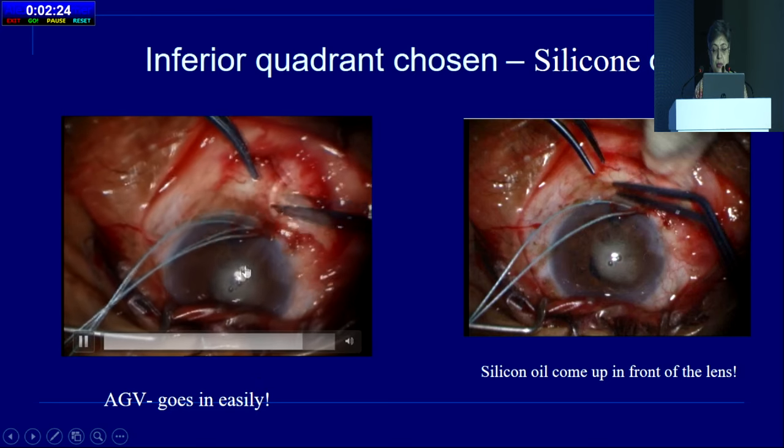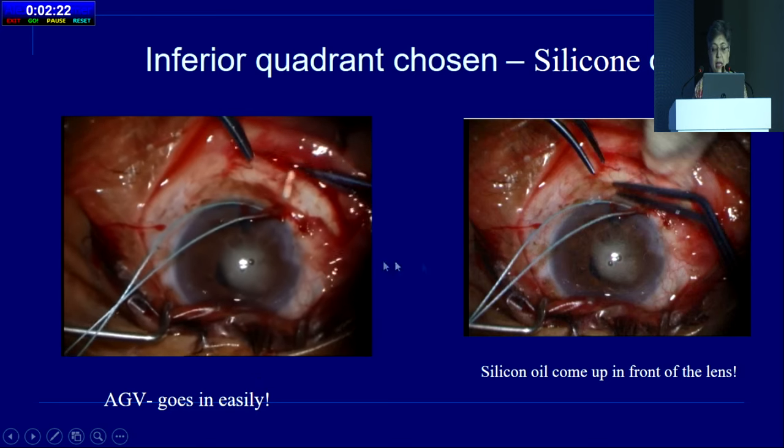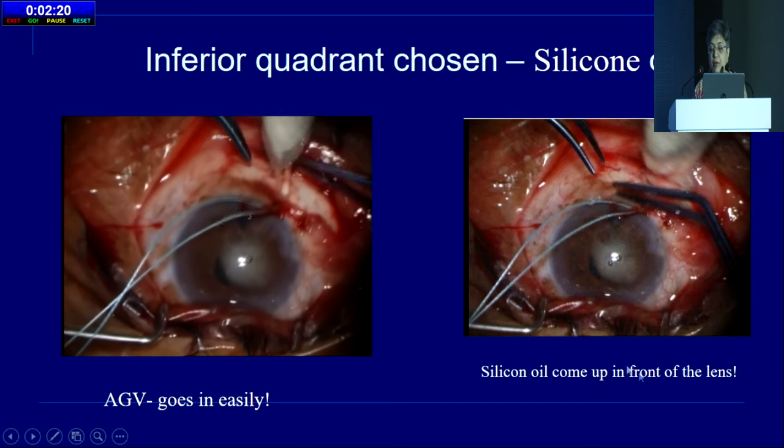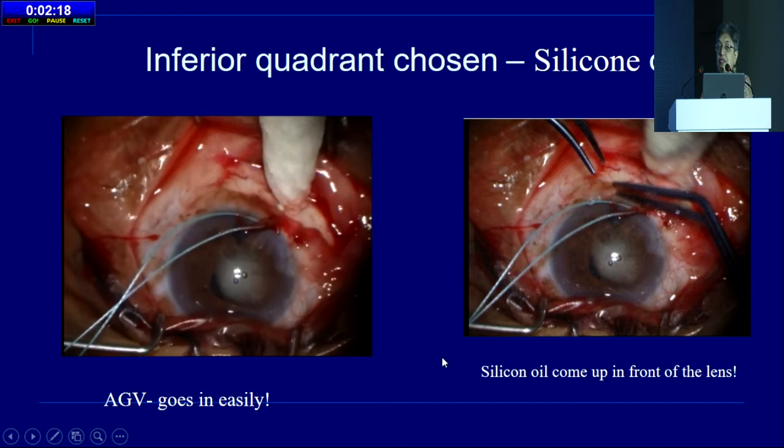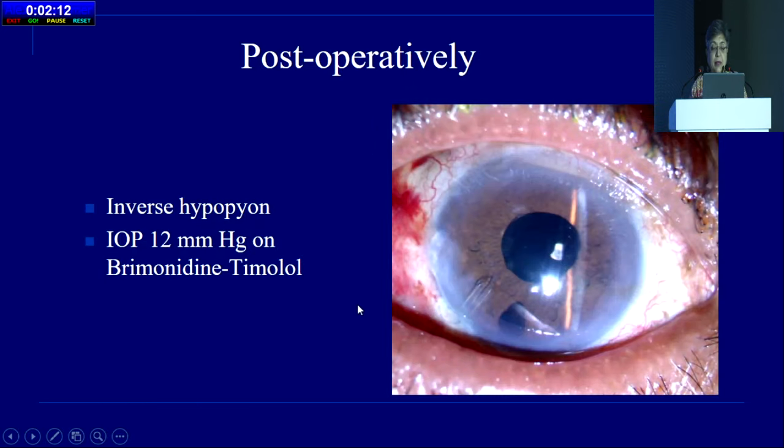So again, an inferior because of the silicone oil. And by the time we finished this, the silicone oil came up in front of the lens. So any sort of disturbance, and the oil can come out anytime. So we had to go in and flush it out and lavage it from the anterior segment. So you can see that bit of inverse hypopyon in sight of us lavaging out the silicone oil, but this is next day. The pressures are good. This is the tube in place. But it's much easier to use a valved, smaller device.